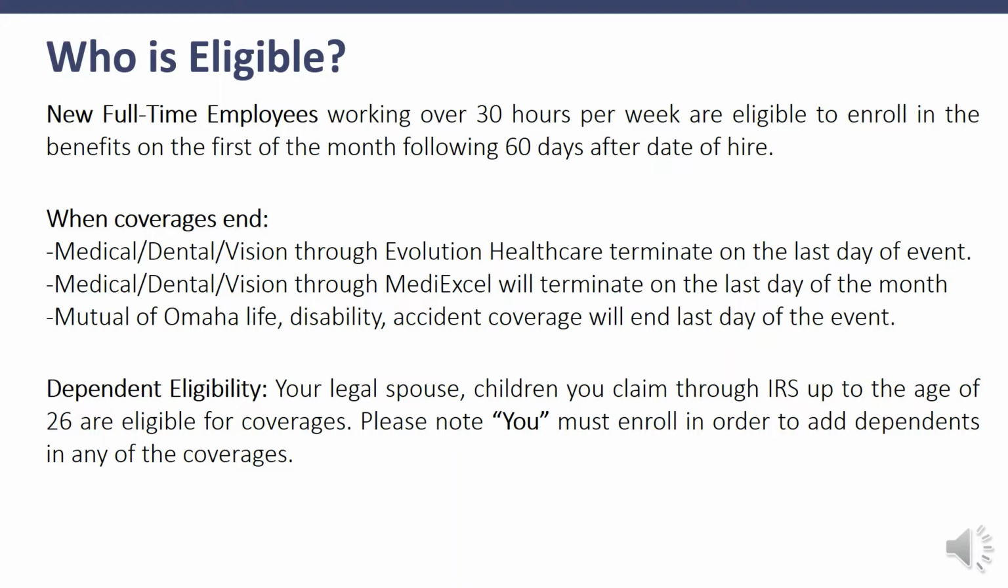Dependent eligibility. Your legal spouse and children you claim through the IRS up to the age of 26 are eligible for coverages. Please note you must enroll in order to add your dependents to any of the coverages.